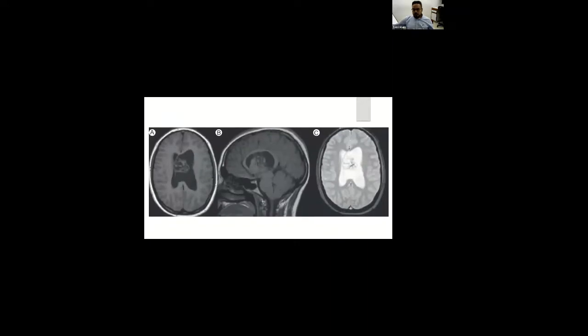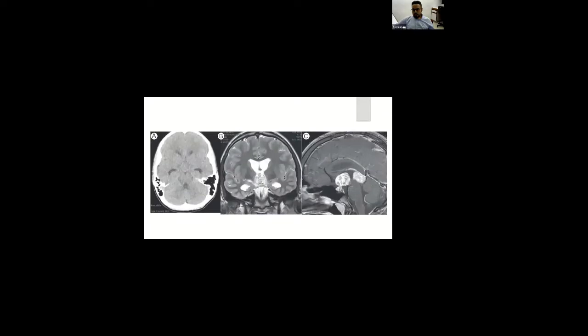These are sagittal T1 and axial T2 weighted images which demonstrate a lobulated heterogeneous solid cystic mass which is attached to the septum pellucidum, and it's causing obstruction at the level of the foramen of Monro and resulting in non-communicating hydrocephalus. This was a young patient, a 30-year-old male. This is the case of central neurocytoma.